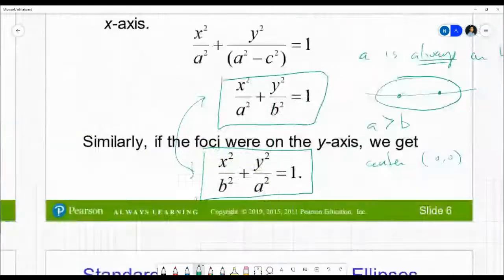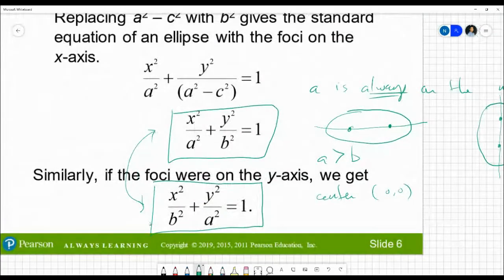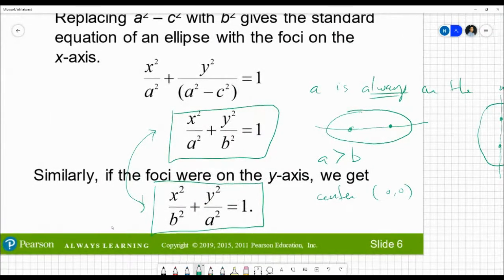And Professor, does this hold up in multi-dimensional ellipses? Yes. Okay.